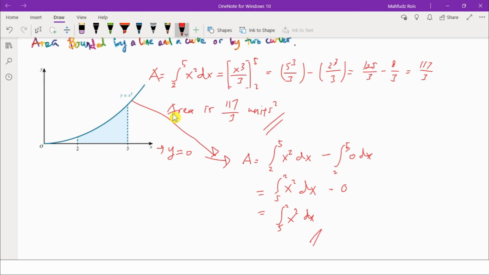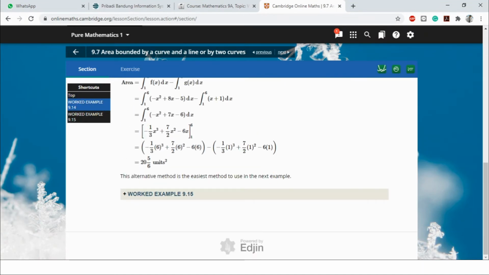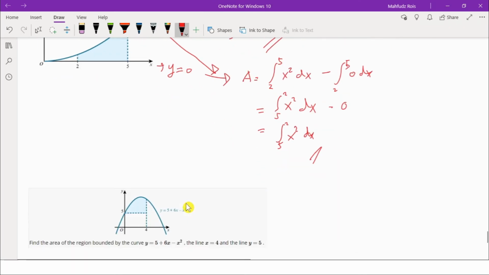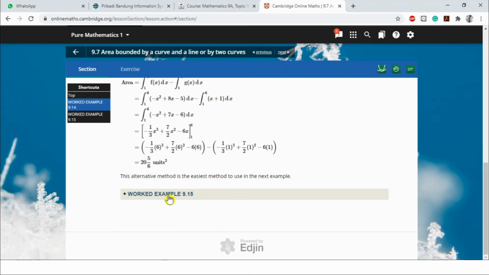So actually, the area bounded by a line and a curve or by two curves is actually the area under a curve, or the area under a curve is also the area bound by a line and a curve or by two curves. So it's the same actually. Okay, so this is the idea. So it's basically the same. So let's see the next example.